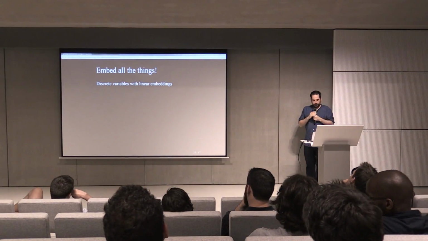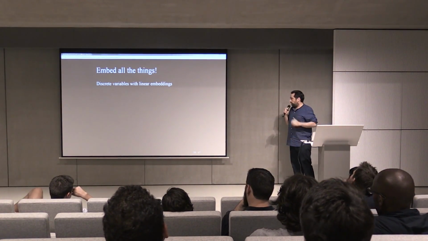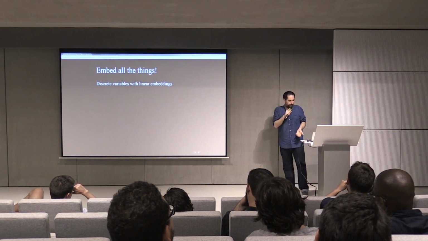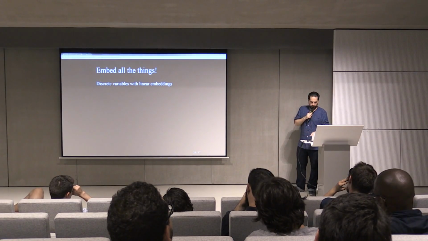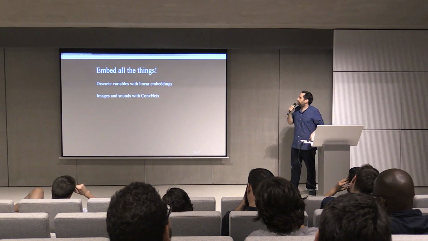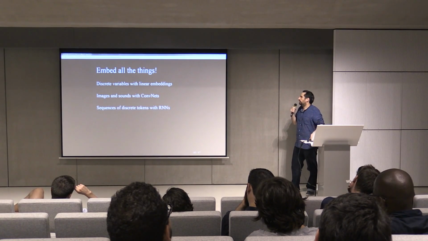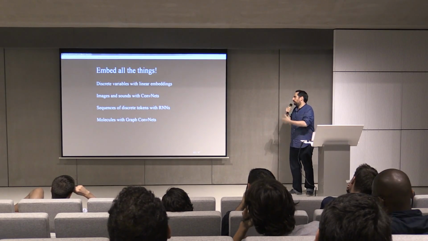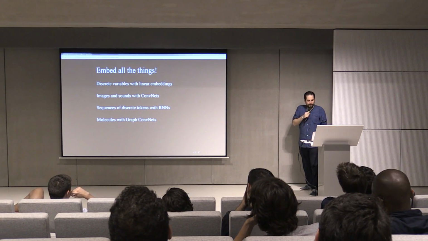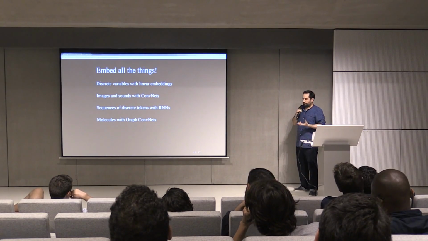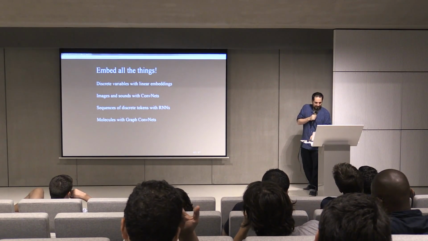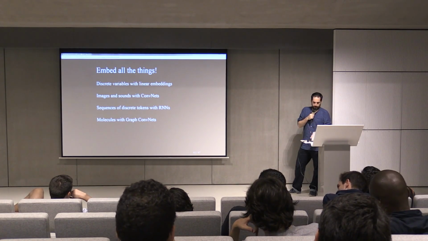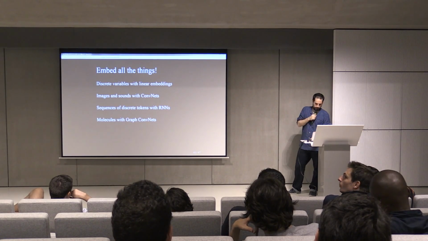So what is very interesting with this approach is that you have a lot more flexibility, and you can embed many kinds of input. We've seen discrete variables with linear embeddings, but you can also embed images and sounds using conv nets, sequences of discrete tokens using recurrent neural nets, or even molecules, for instance, with graph convolutional nets. And it all fits together in the same intellectual framework, let's say. So once you grasp this way of working, I think you have a lot more flexibility than with ad hoc systems.